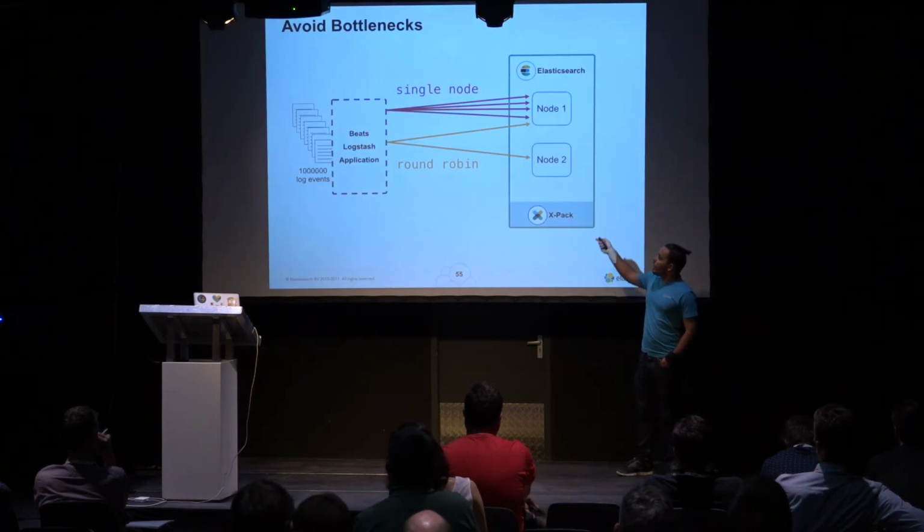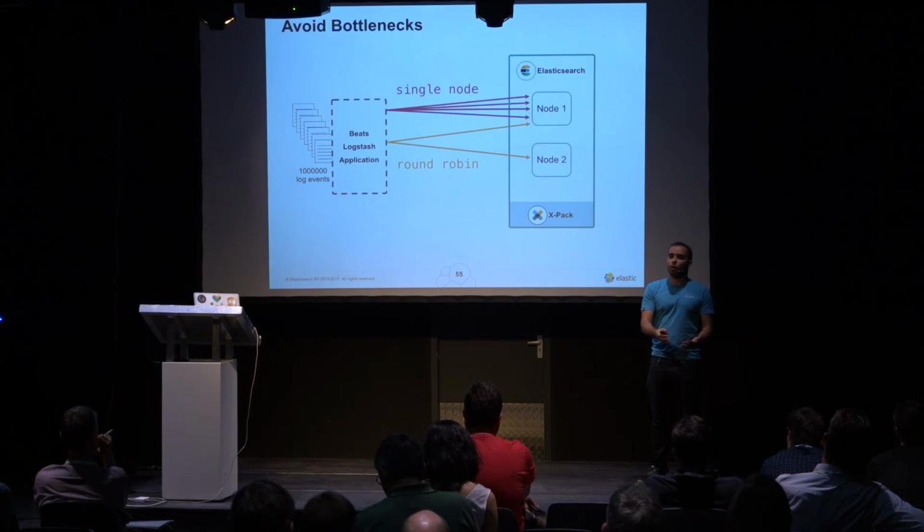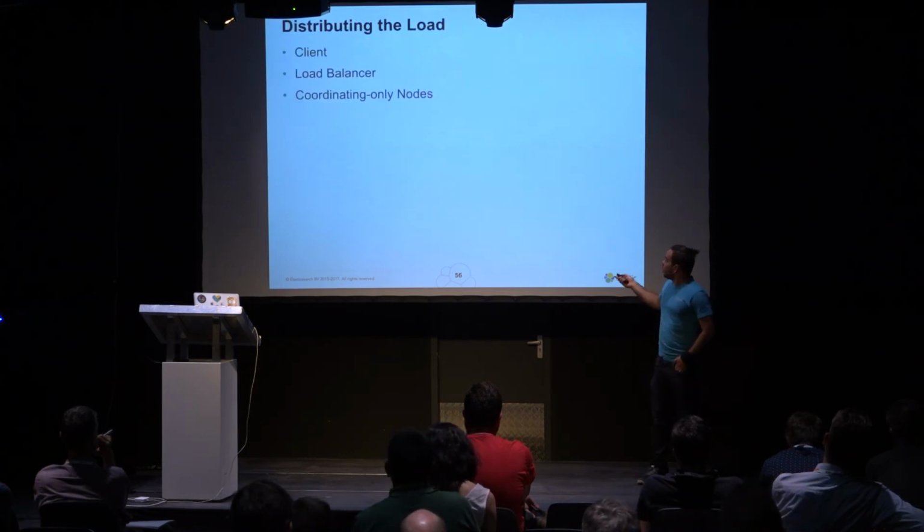So when you send a request, your request goes into a node. But if you always send the request to the same node, this is going to overload the node. This is the bottleneck. So it's good to distribute the load. We have 3 ways of distributing the load.